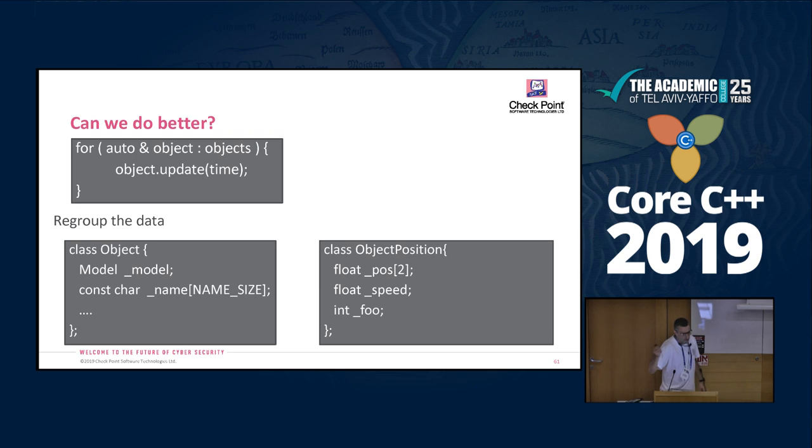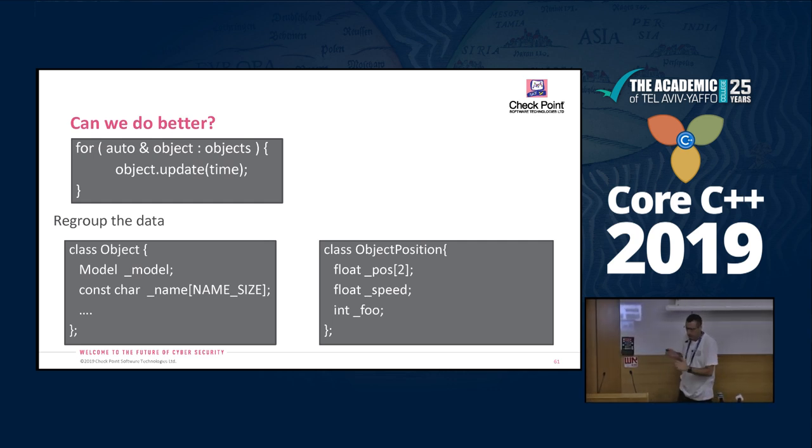So can we do better in this example? It's very likely that we'll run this update function in a loop. We have a vector of objects and we just iterate through each one of them and update each one of them, right? So we'll take what I just said about data-oriented design. If I just regroup the data according to the transformation, according to the update, I'll end up with this. I keep the object as it was. I just tear out the position data from it, and I place this in an object position class.